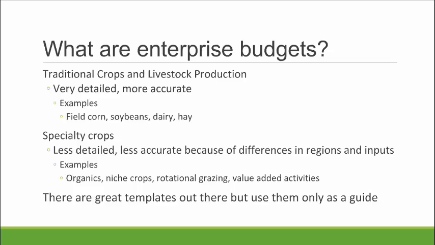If you're growing specialty crops, they're much less detailed and they're less accurate because of differences in regions and inputs. So if you are growing organically or a niche crop or rotational grazing or value-added activities, those enterprise budgets that you find may not be as accurate and are not as cookie cutter as what some of the traditional crops are. There are some great templates out there, but definitely only use those as a guide or a benchmark to what your own costs are. So a very simple internet search of enterprise budget for a particular crop, and then often I'll add extension on there, helps me find other enterprise budgets.